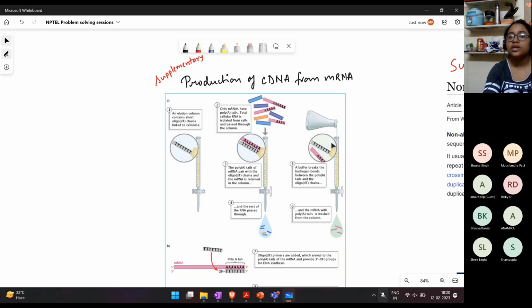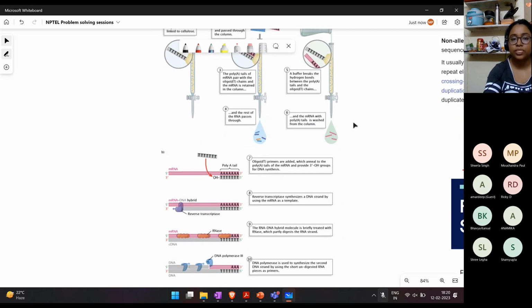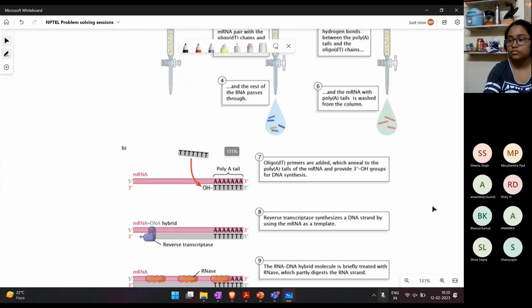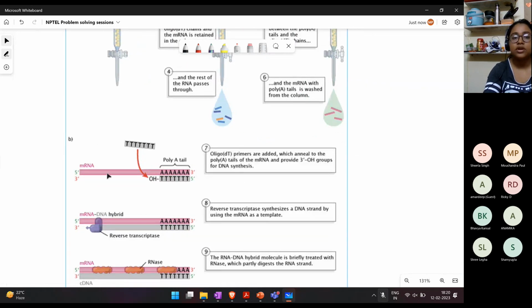You know that, right? Then you use a buffer in order to break this hydrogen bond and elute out only the pure mRNA which you have gotten. This is how you have purified mRNA from the total RNA content of the cell. Now this is your mRNA which you have eluted.